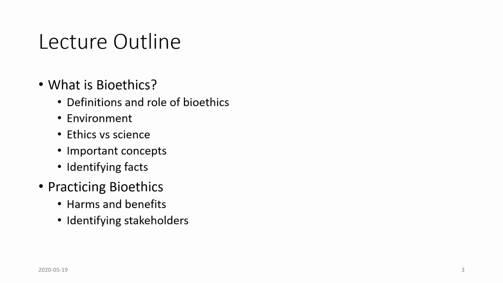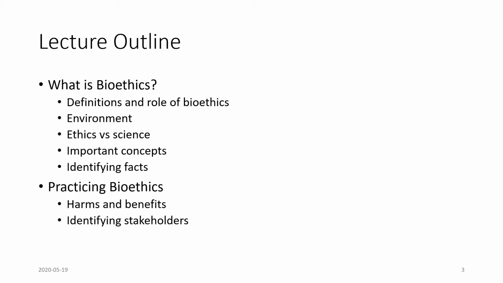So throughout this lecture, we're going to be basically looking at what is bioethics. We're going to start with some definitions and the role of bioethics in the world. We're going to look at environmental examples and how the environment intersects with ethics and bioethics. We're also going to look at ethics versus science and how some questions may be looked at differently by those in different fields. And then we're going to look at how to identify facts in a situation or a particular case, because identifying facts is a huge part of bioethical reasoning and thinking.